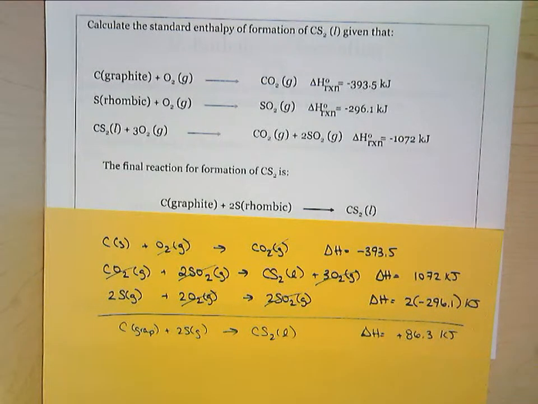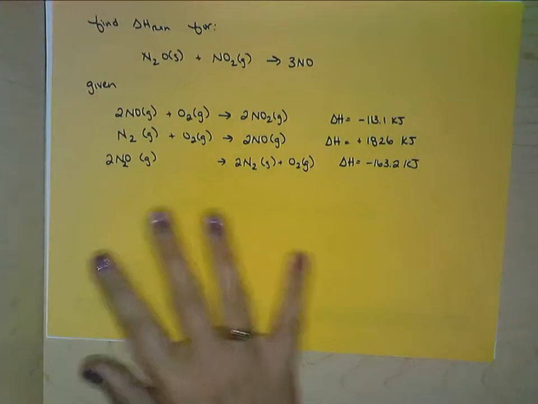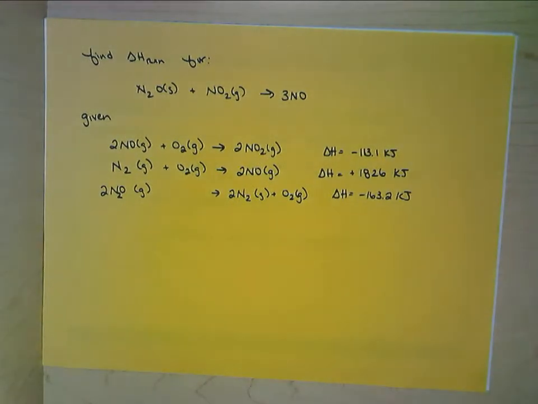All right, here's my challenge problem. This will take probably several attempts between you and your group to get it right. So I want N2O plus NO2 makes 3 nitric oxides. And I've given you 3 equations to try and make your way there.